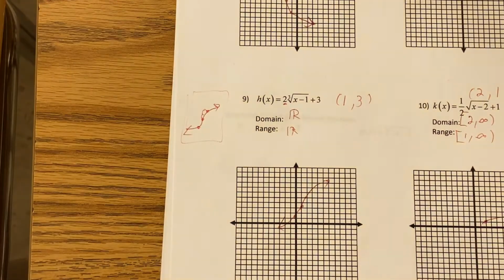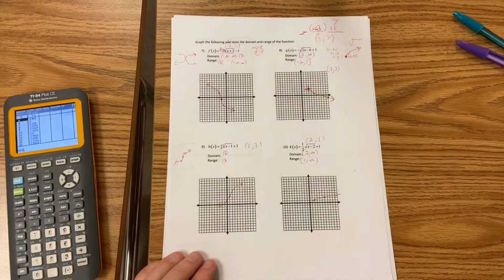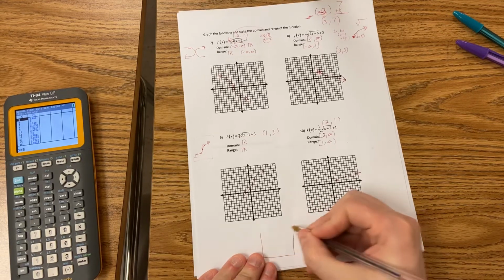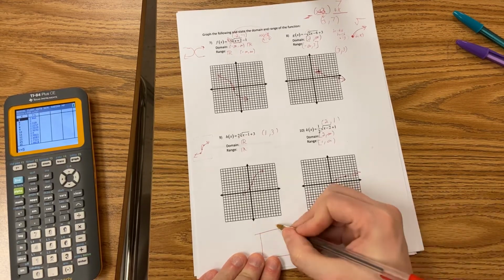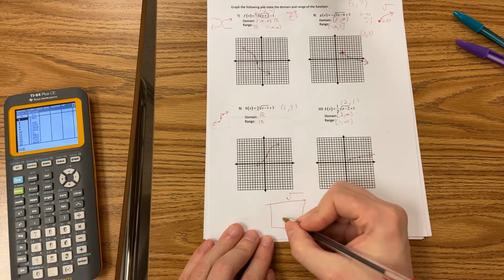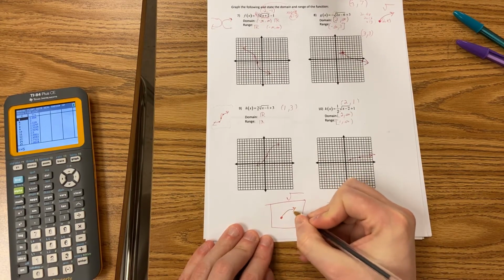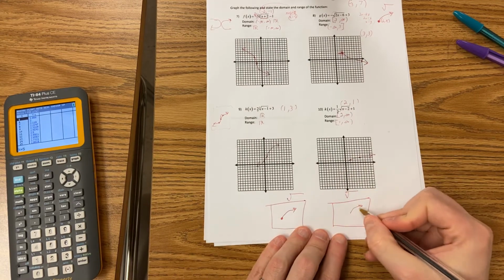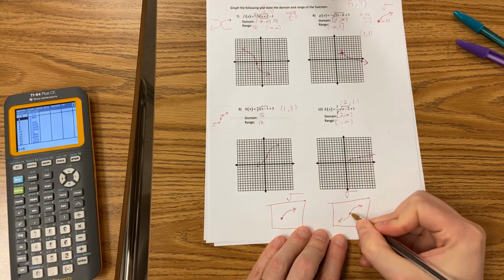And there you go. So that's it for this page. Once again, it's important to know that if you have a square root, the graph will be a point going like that. And if you have a cube root, it's going to be going like that in both directions.